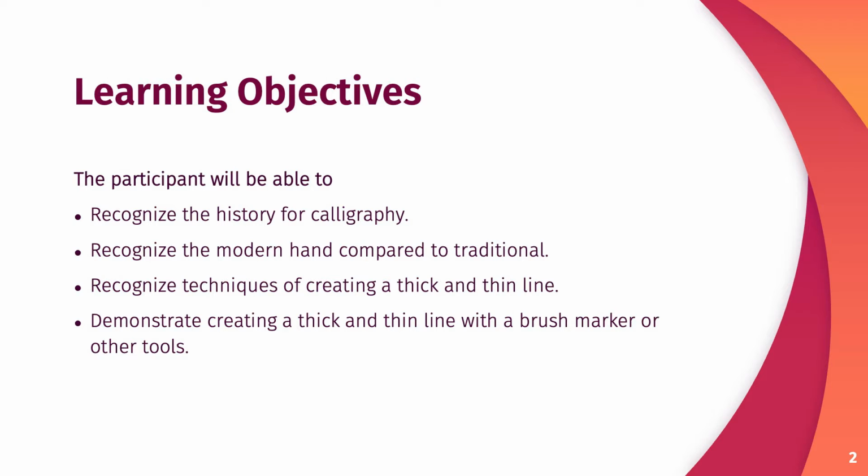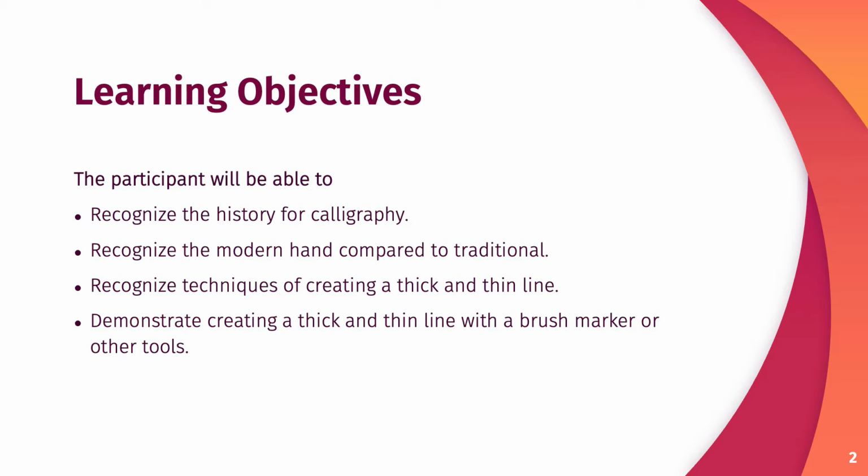We're going to start with the learning objectives so that everyone has an understanding of where we're going with this class. We're going to start with the history of calligraphy. They're going to be able to see the difference between modern and traditional hands, recognize techniques for creating thick and thin lines, and then at the end they're going to be able to demonstrate the ability to create a thick and thin line using either a brush marker or another tool, whatever we have available at that time.